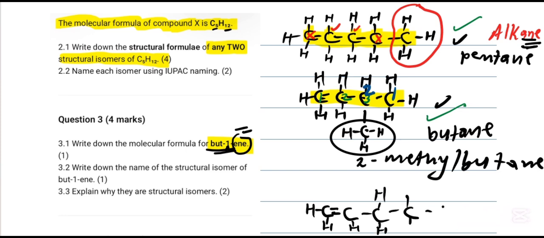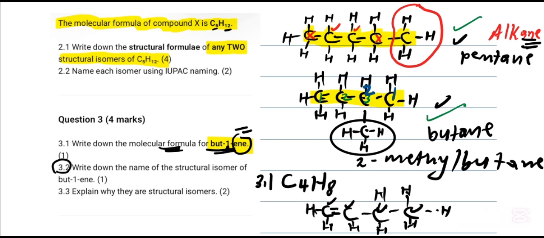Then we count again the carbons and the hydrogens. So in this case, we have 4 carbon atoms, 1 2 3 4. There are 8 hydrogen atoms, 1 2 3 4 5 6 7 8. That is 3.1. So we have answered 3.1, which said write down the molecular formula. Then question number 3.2.